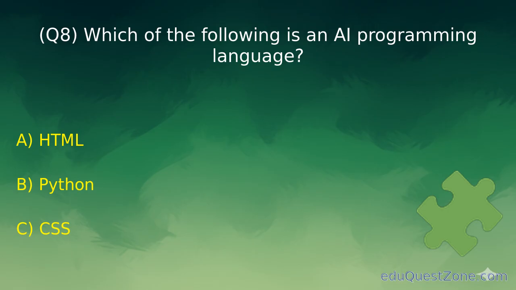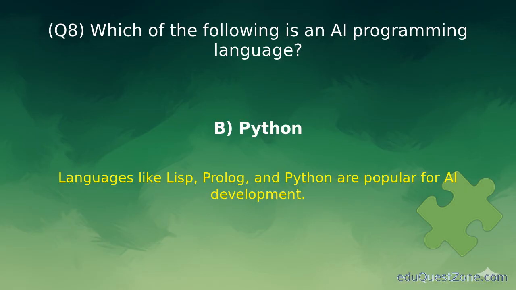Question 8. Which of the following is an artificial intelligence programming language? Option B. Python. Python, Lisp, and Prolog are common programming languages used in artificial intelligence.